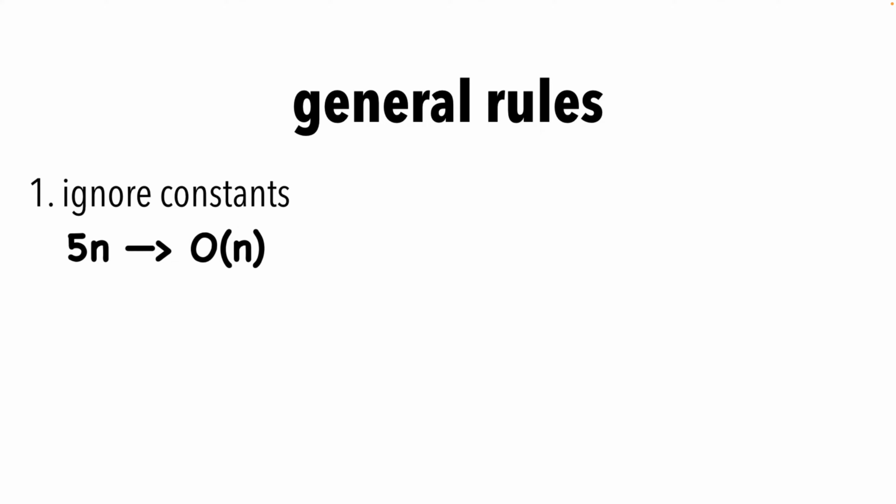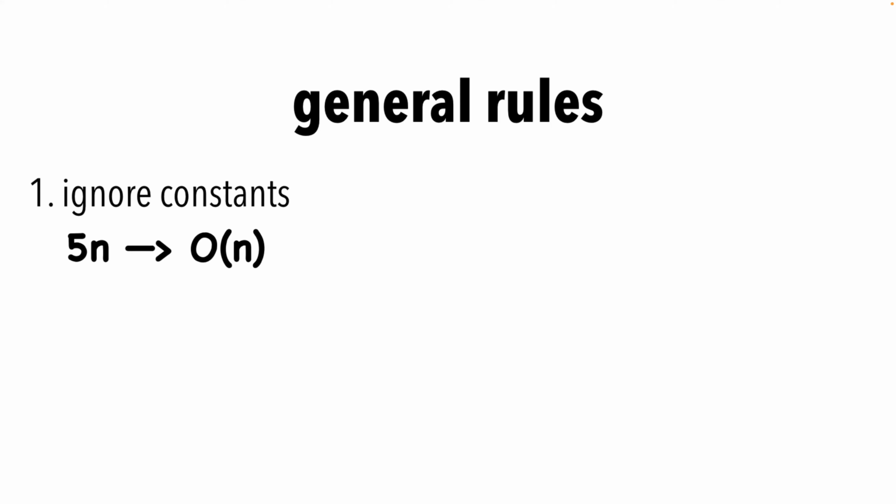Let's talk about a few rules. First, Big O notation ignores constants. For example, if you have a function that has a running time of 5n, we say that it runs on the order of Big O of n. This is because as n gets large, the 5 no longer matters.